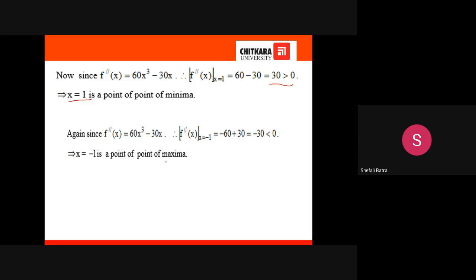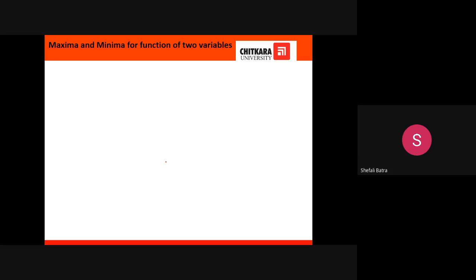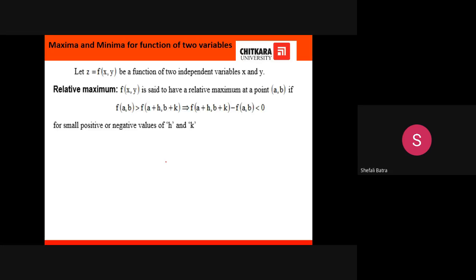Now we need to extend this idea up to functions of two variables. This was up to a function of one variable, and now we need to move to a function of two variables. Maxima and minima for functions of two variables. Let z is equal to f of x comma y be a function of two independent variables x and y. Relative maxima or local maxima, both are the same thing.